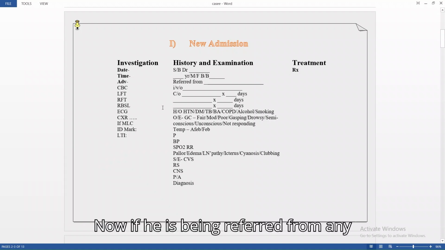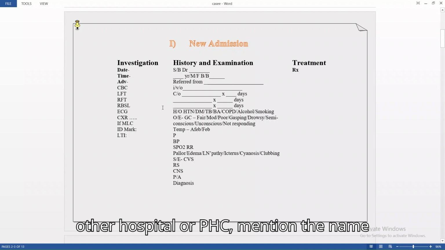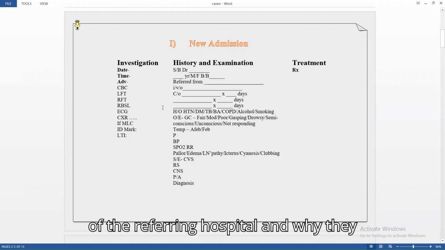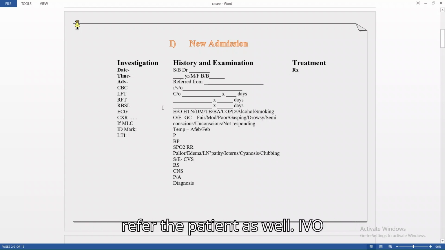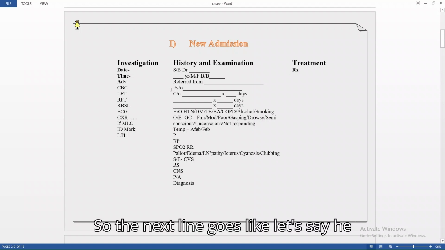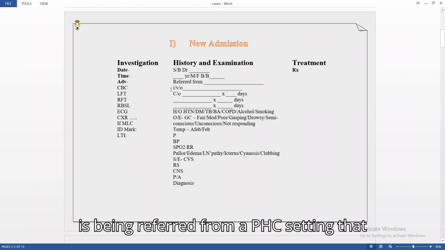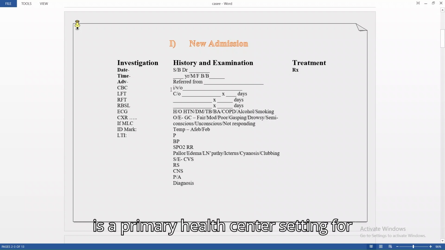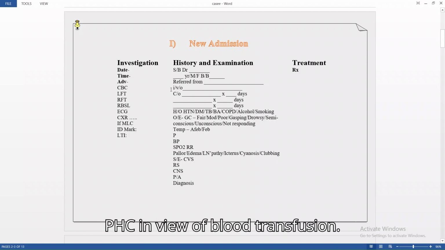Now if he is being referred from any other hospital or PHC, mention the name of the referring hospital and why they refer the patient as well. IVO stands for in view of. So the next line goes like, let's say he is being referred from a PHC setting, that is a primary health center setting, for blood transfusion. So referred from PHC in view of blood transfusion.